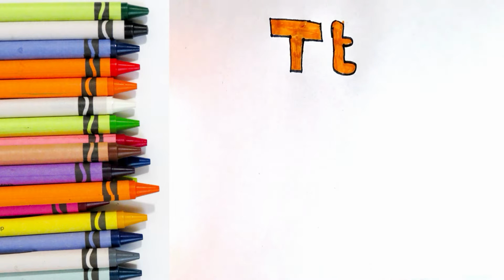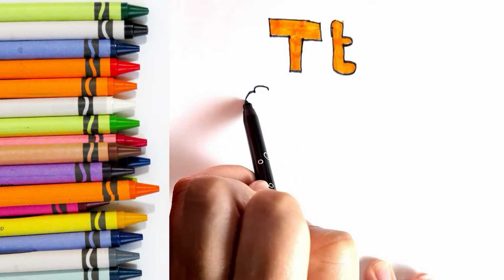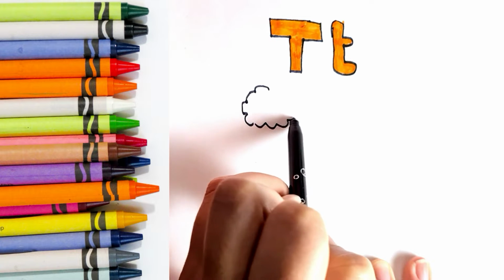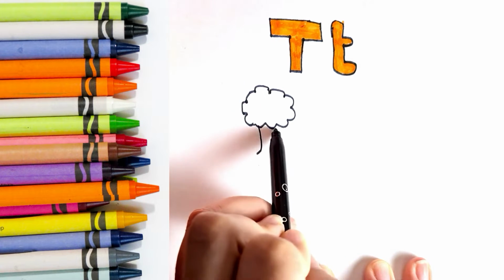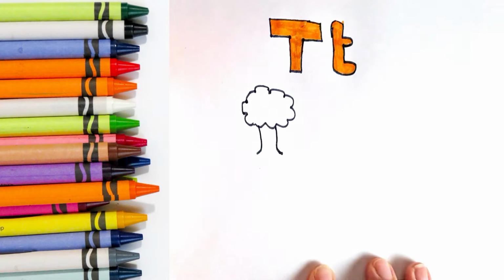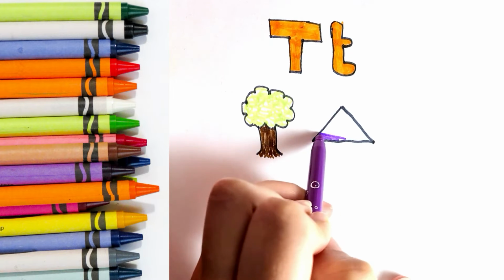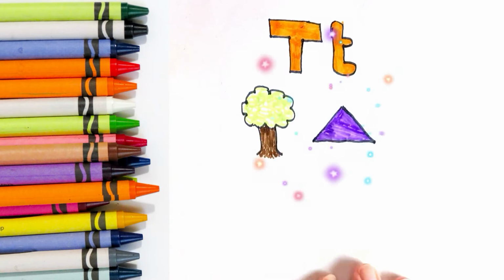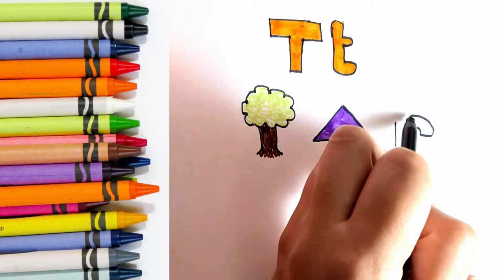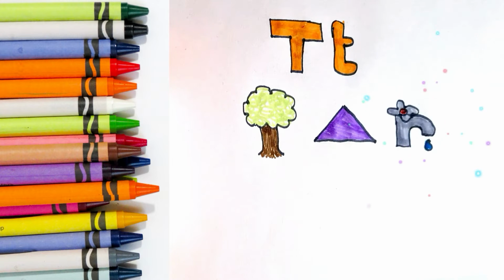The letter T makes the sound t, t, t, t. T is for tree, t, t, tree. T is for triangle, t, t, triangle. T is for tap, t, t, tap.